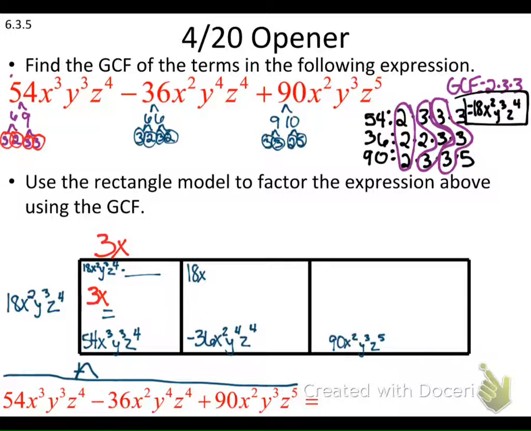So 18x squared y cubed z to the 4th times blank equals negative 36. 18 times what is negative 36? Negative 2. Then put a y. Why do I put a y, Deontay? Because it says y cubed. And I need how many y's? 1. I need 1 more y to get to y to the 4th, right? Yeah, so 2y. Perfect. Negative 2y, right? Very good.